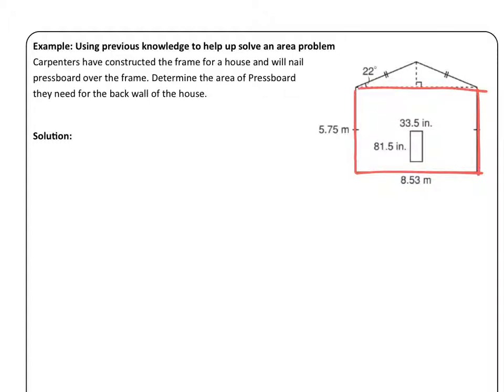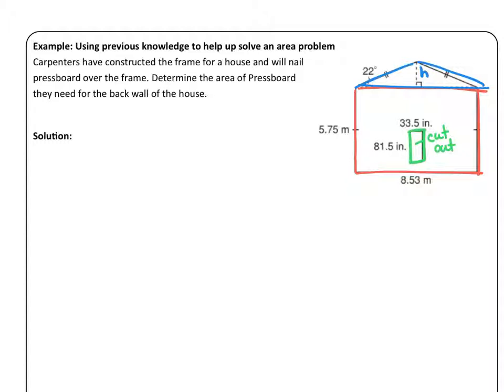We're going to cut out a door. So that's cut out, meaning we're going to subtract it. And we've got this triangle at the top. Now, I did notice that they didn't give us our height. So we're going to have to figure that out.